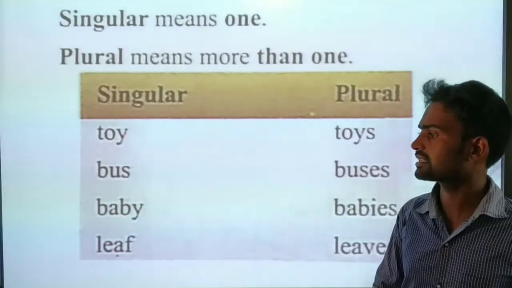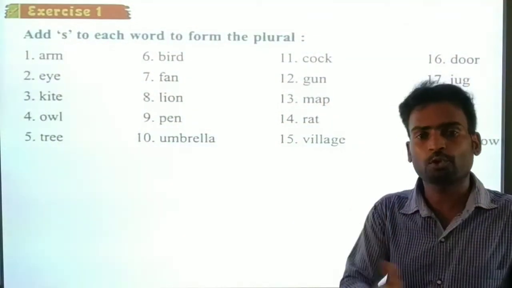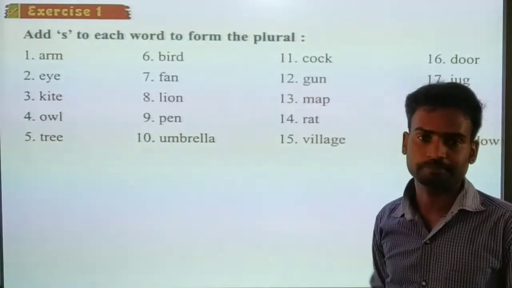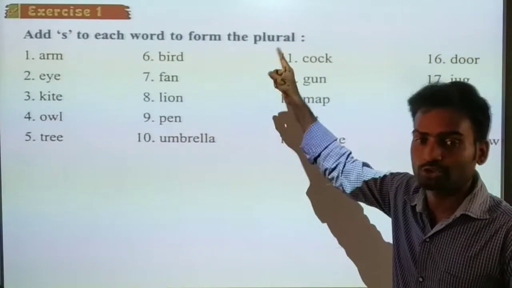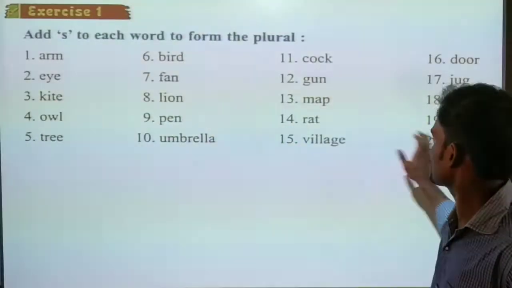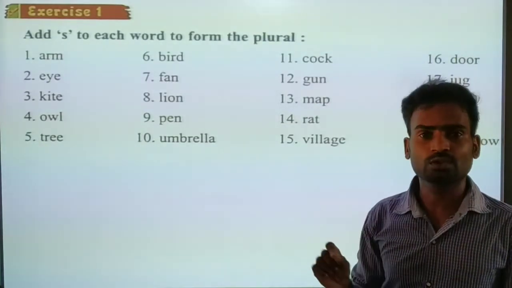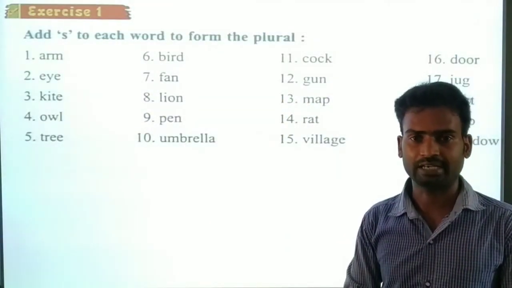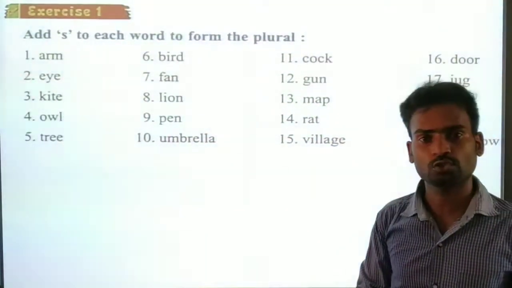Right? Here we have some exercises which will help us make singular forms into plural forms. Here we have: add S to each word to form the plural. Read it again. Add S to each word to form the plural. Here we have almost 20 words. What are we going to do? We are going to simply add S to make all these 20 words plural.